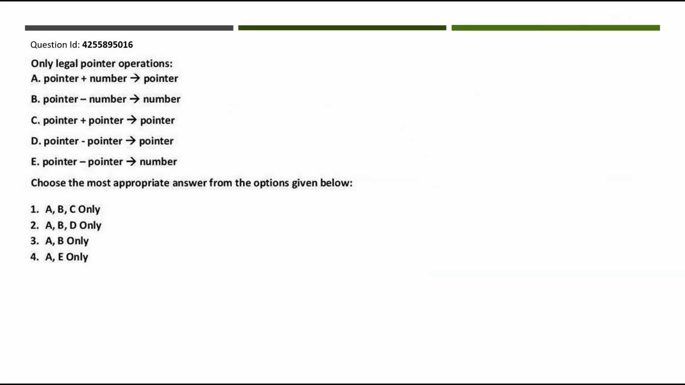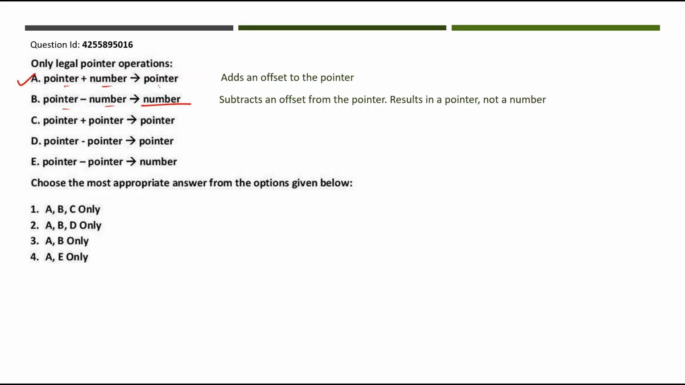Next question: legal pointer operations. A pointer along with a number, when it undergoes addition, will end up giving a pointer. A is adding an offset, which means a number, to the pointer. This will result in a pointer. This is perfectly true. Subtracting an offset from a pointer will result in a pointer again and not a number. So this particular part is false. It will again result in a pointer only. So from this we can rule out B. Once you know B is wrong, you have the answer.